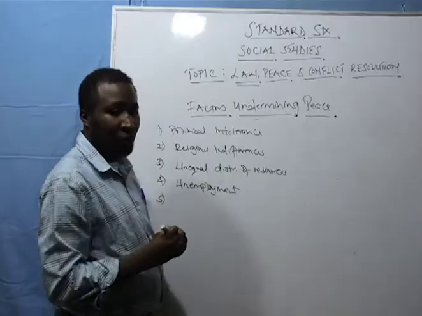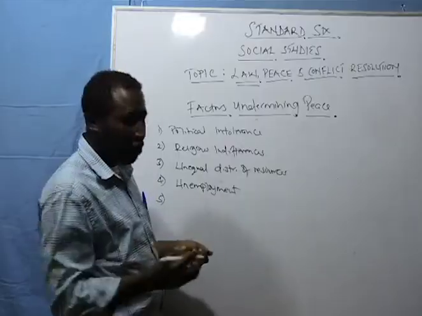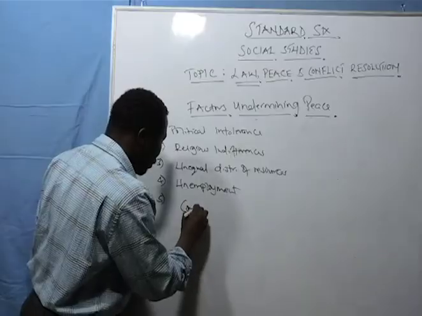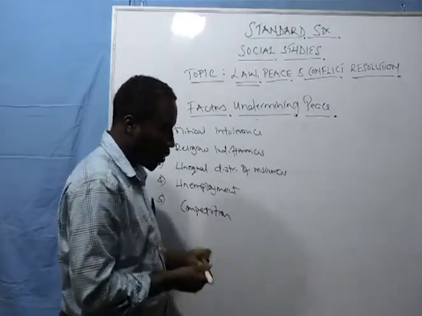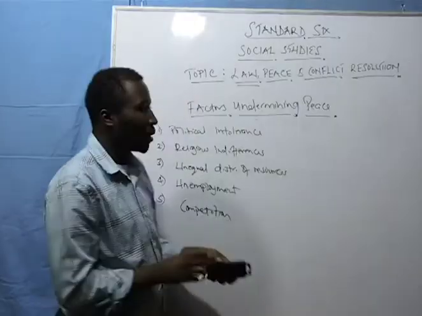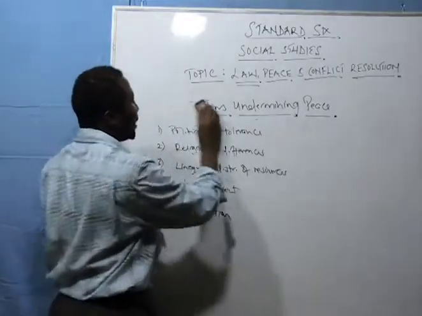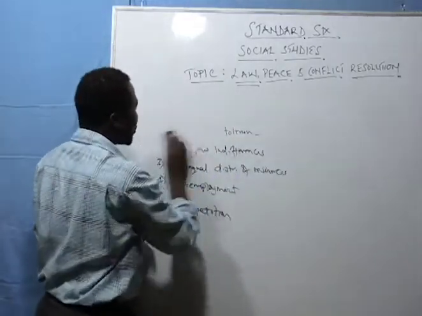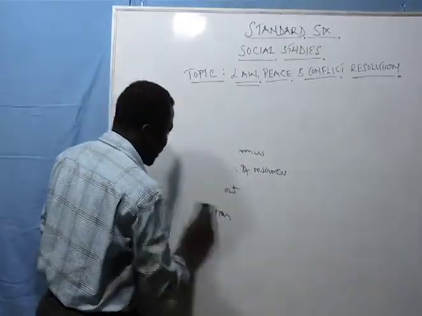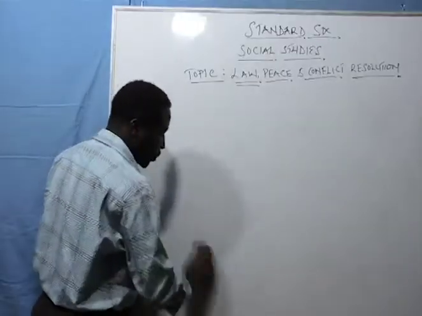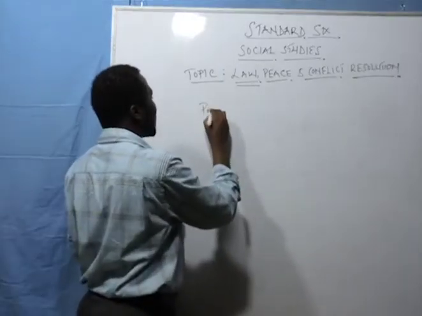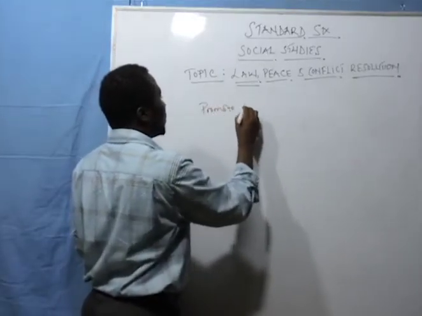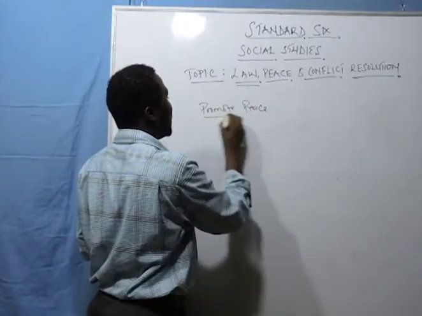Number five we have is what we call competition. Competition is another factor, with people who like to compete one against the other. And finally, I want to look at what promotes peace. Factors that promote peace, very quickly. Which are the factors that promote peace?